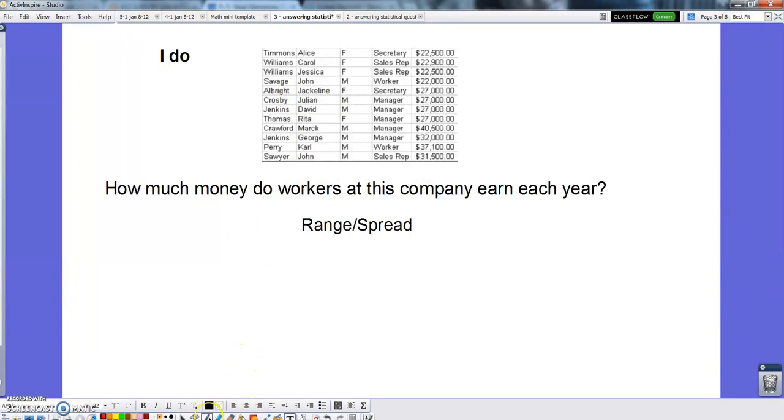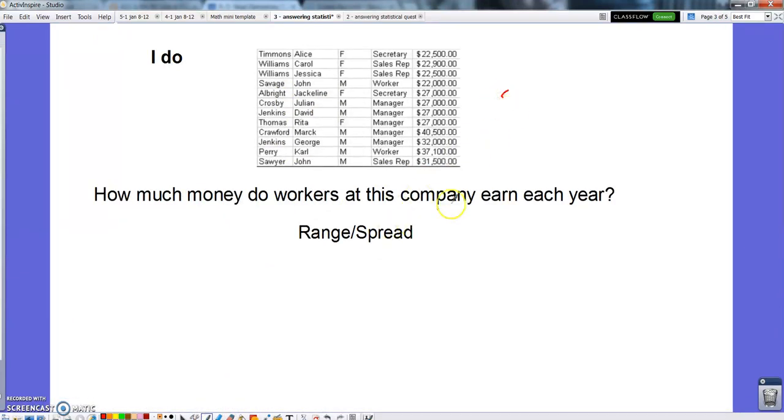So when I'm looking at range or spread, I'm looking for the smallest and largest data points or observations. So I think our lowest salary was $22,500. We had that twice actually. Oh, no, it wasn't. I see one smaller. Smallest is 22,000.